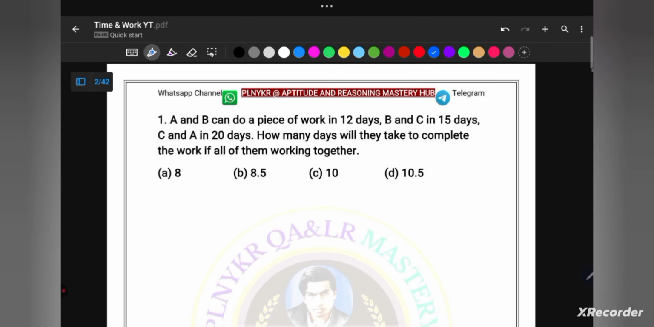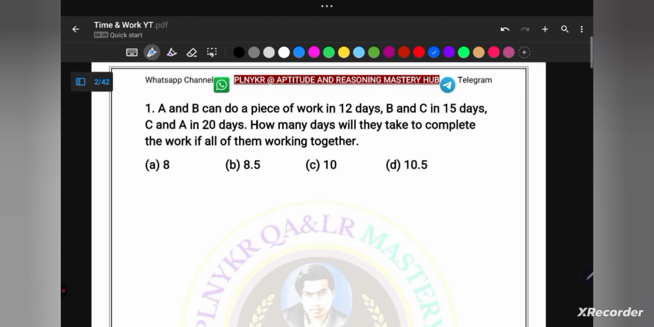Just pause the video, read the question, and analyze it carefully. Whatever approach you take, if you are able to solve it, please let me know the answer in the comment box.